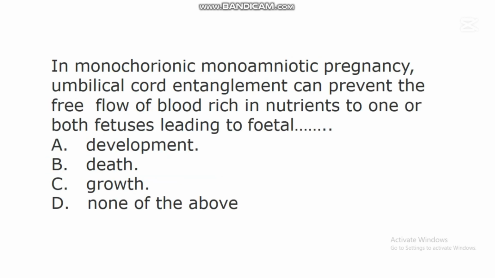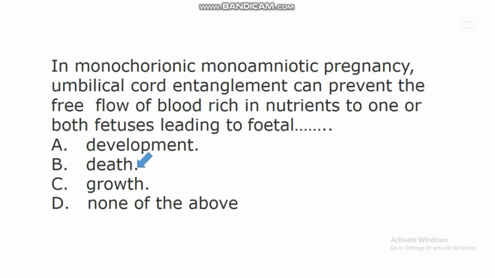The next question says, in monochorionic monoamniotic pregnancy, umbilical cord entanglements can prevent the free flow of blood rich in nutrients to one or both fetuses, leading to fetal dash. A. Development. B. Death. C. Growth. D. None of the above.